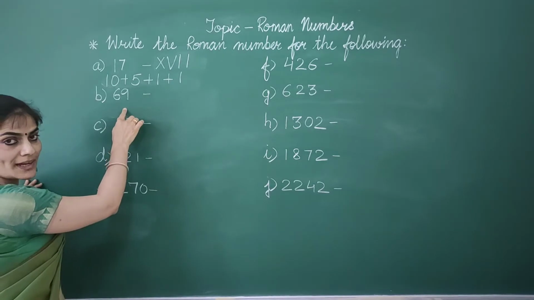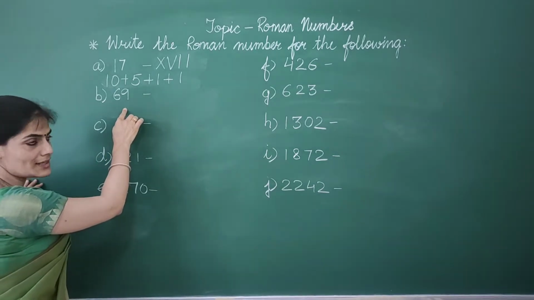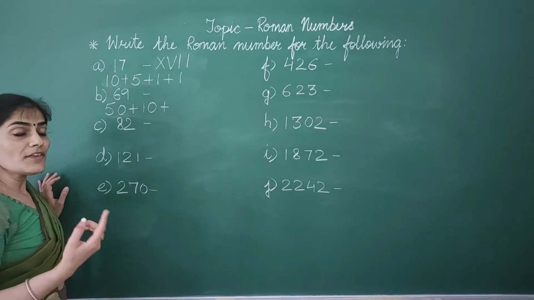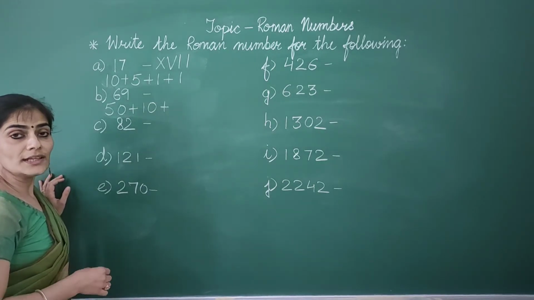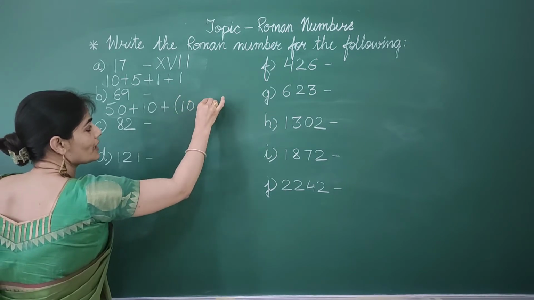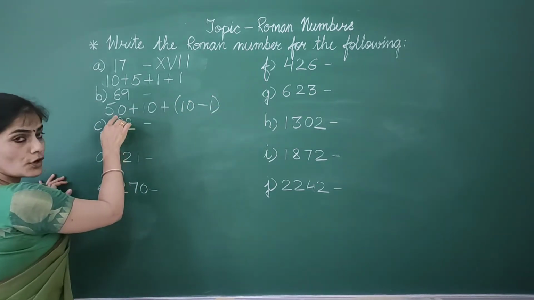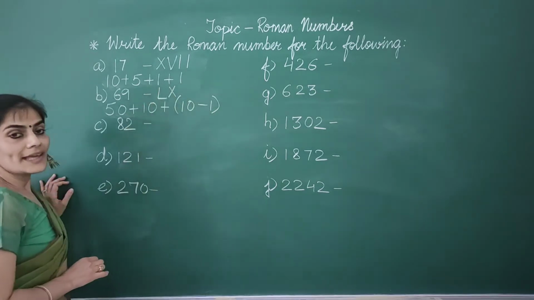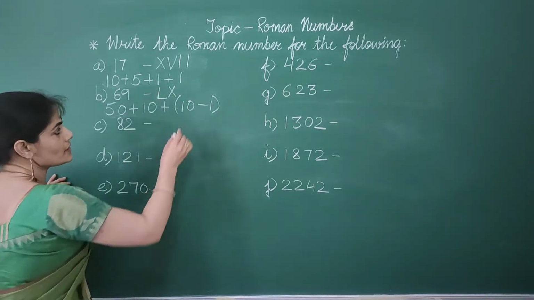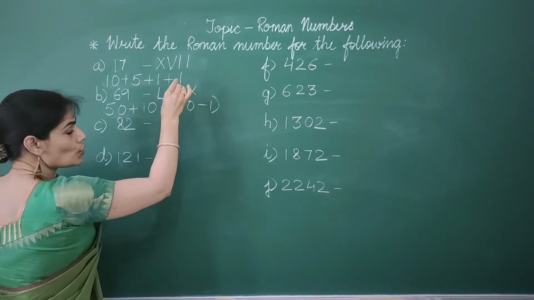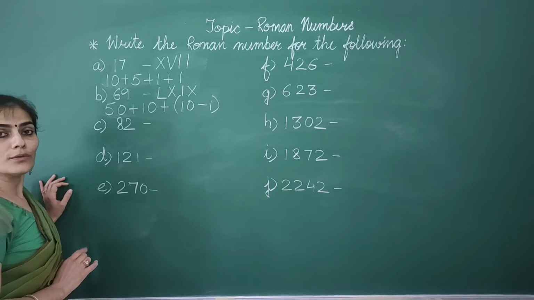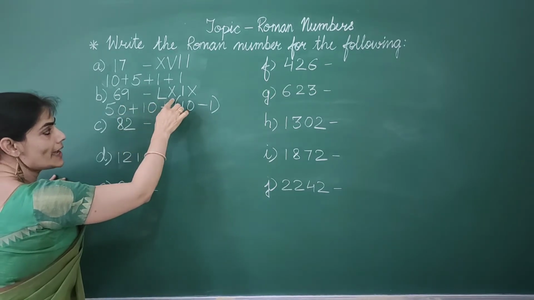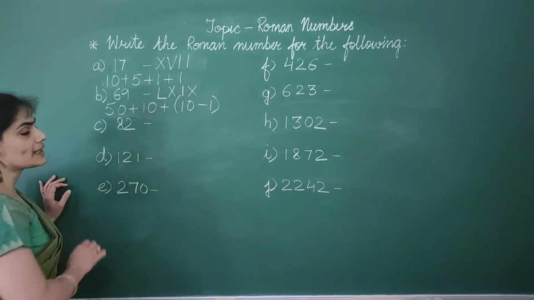Now we move to the second part, it is 69. Again we are going to break this number. So I write here 50 plus 10, and if I write plus 10 that would make it 70, but we need 69. So can I write it as 10 minus 1? So the symbol for 50 is L, the symbol for 10 is X, and the symbol for 10 minus 1 is, I'll write the symbol X, and before that on the left side I put the symbol for 1, that is I. So the Roman numeral for 69 is LXIX.